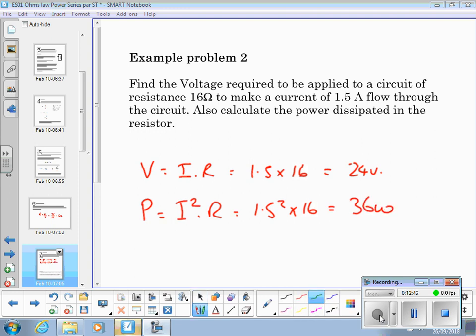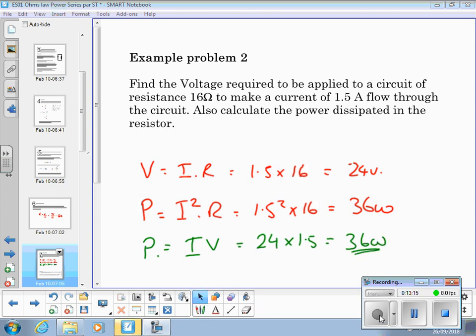Kieran went power equals IV, yeah, equals 24 times 1.5, 36 watts. Right, both correct, no problem with that at all.